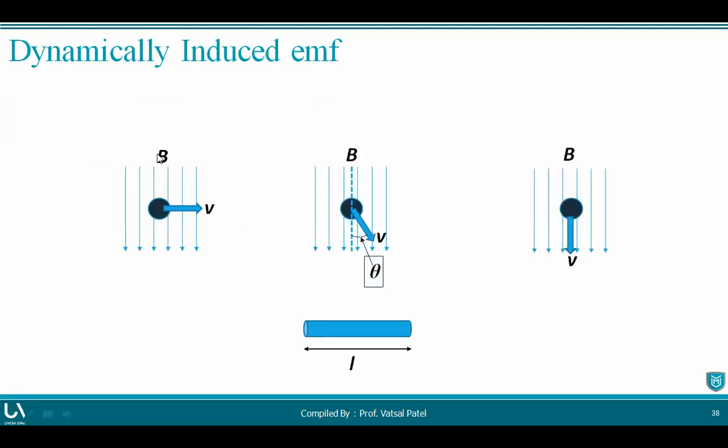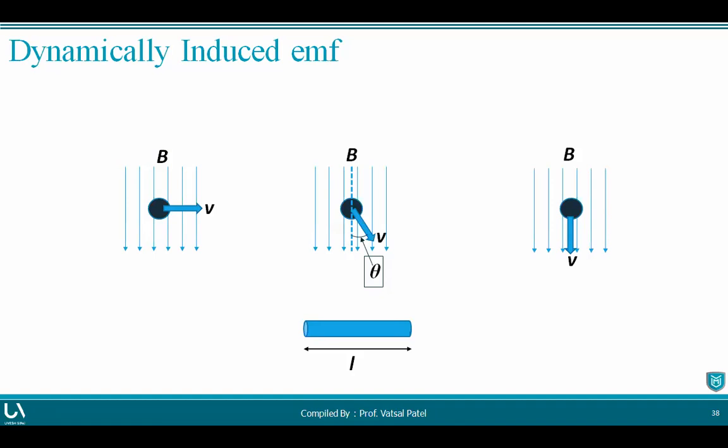In the first diagram, the direction of motion of the conductor will be perpendicular to the magnetic field lines. The second diagram has some angle with reference to the magnetic field line, and the third diagram shows that the conductor will move, or the direction will be parallel to the magnetic field direction. The conductor length we have assumed is small l, which will be in the magnetic field.